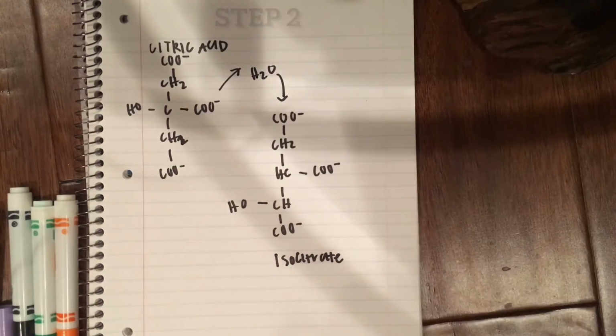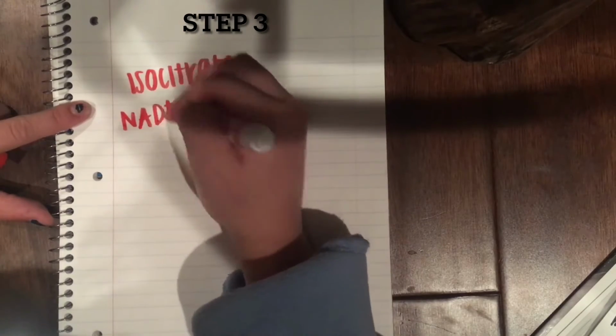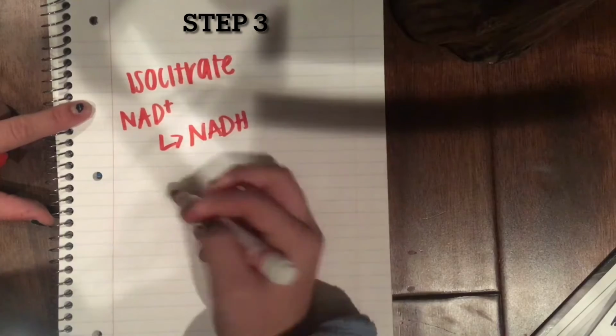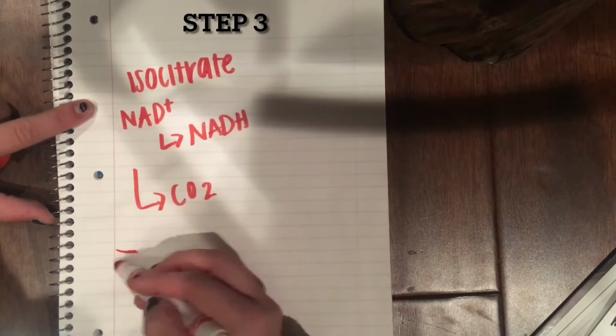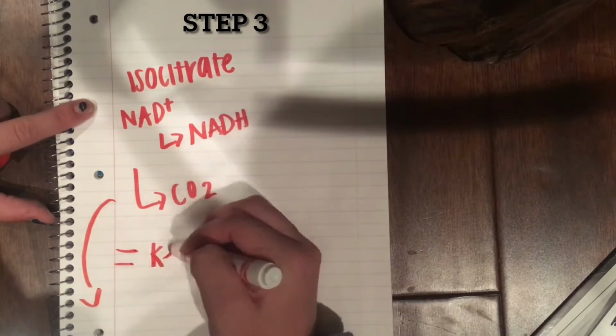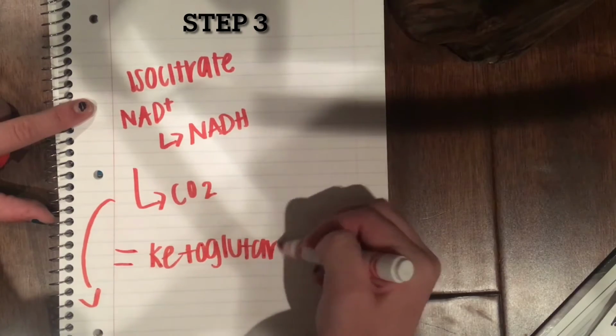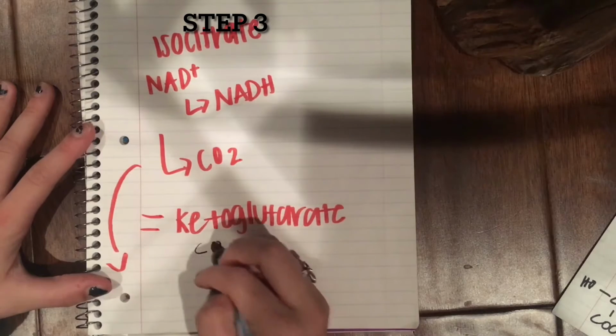So the next step to this process, the isocitrate reduces its NAD+ to NADH. This then results in the compound losing a CO2 molecule. So from this oxidation, the isocitrate forms a new 5-carbon molecule called alpha-ketoglutarate.